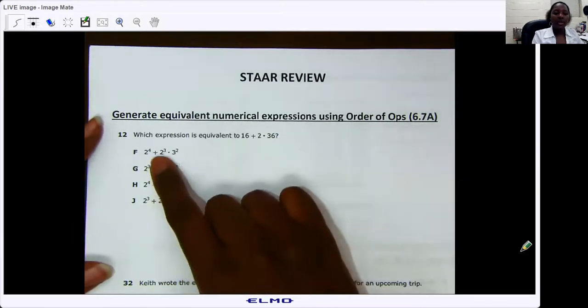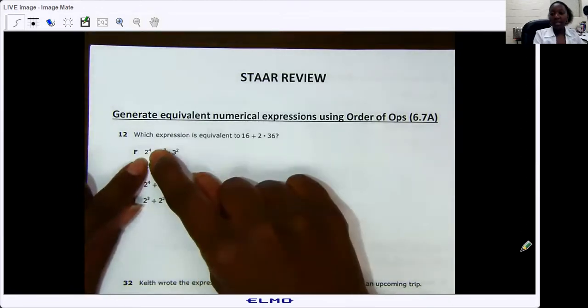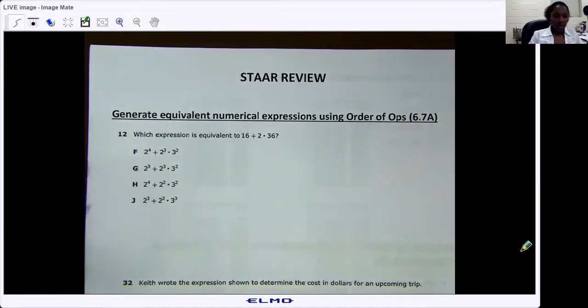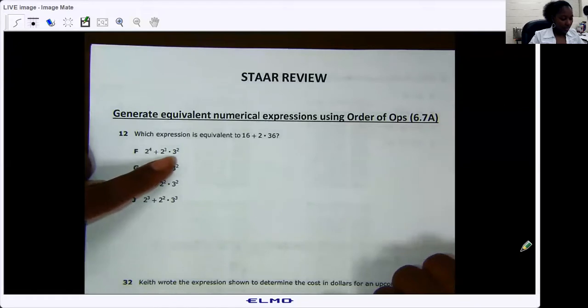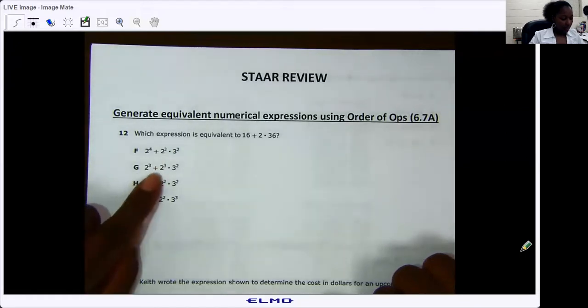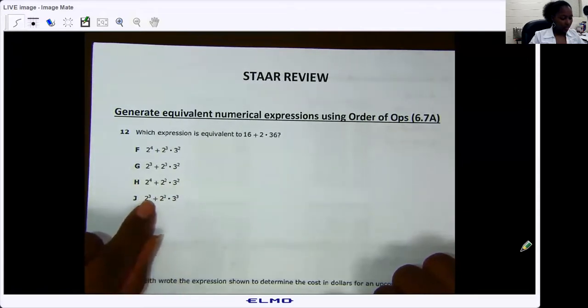Notice we have a string of numbers that have exponents. Remember, the exponent tells us how many times that number is being multiplied. So we have 2 to the power 4 plus 2 to the power 3 times 3 to the power 2. Then we have 2 to the power 3 plus 2 to the power 3 times 3 to the power 2. 2 to the power 4 plus 2 to the power 2 times 3 to the power 2. And then finally, 2 to the power 3 plus 2 to the power 2 times 3 to the power 3.